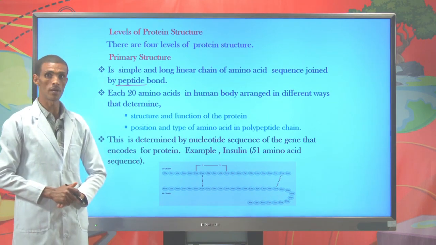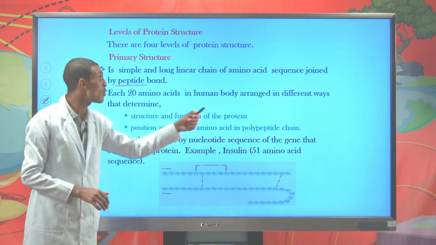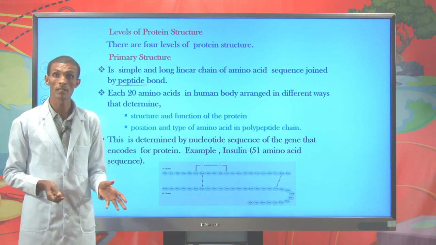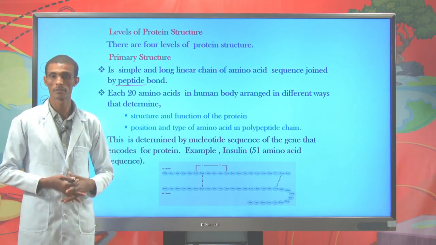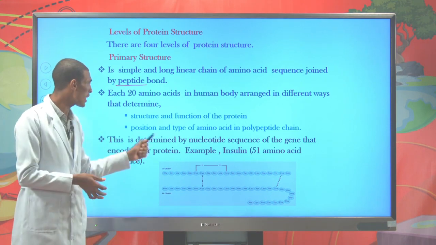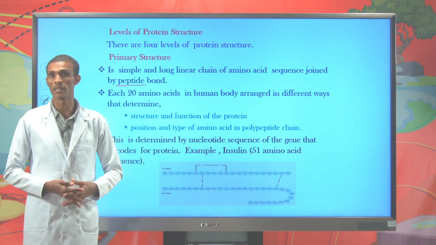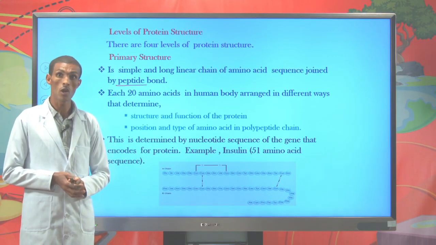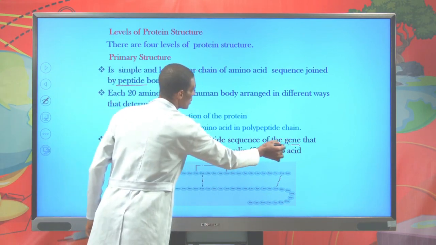Each of the 20 amino acids in the human body can be arranged in a different way that determines what type of structure and function each protein has. And again, the position and type of amino acid in the polypeptide chain is determined by the amino acid sequence, where this amino acid sequence in the cell is determined by the gene.